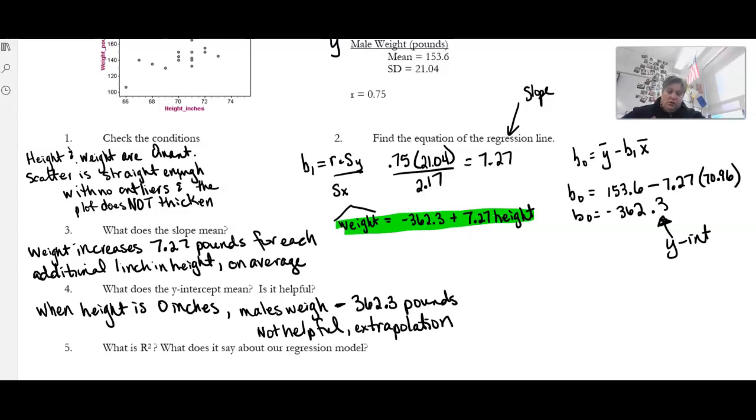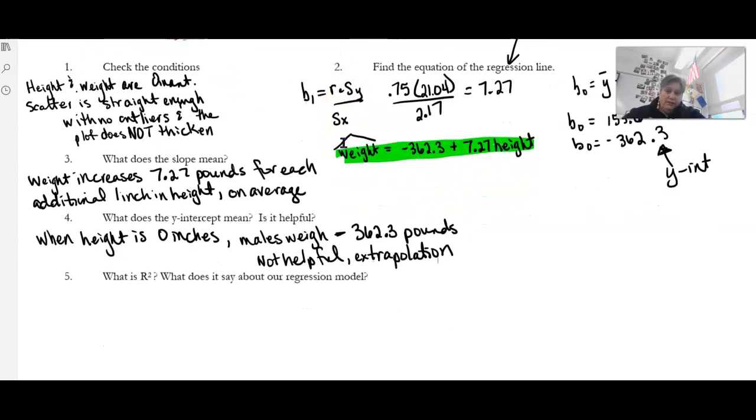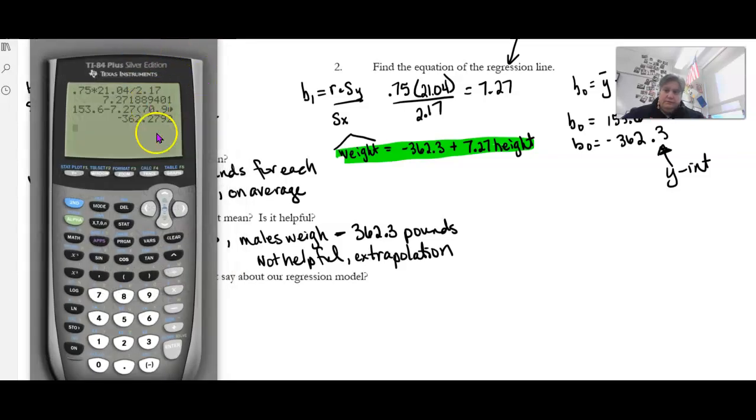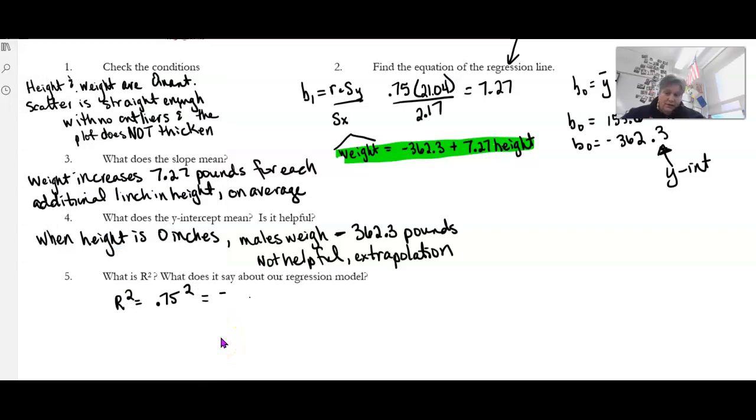Okay, what is r squared? So our r value is 0.75. So to find r squared, I'll do 0.75 squared. So 0.5625. So that is 56.25%.